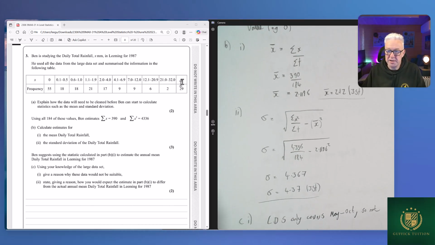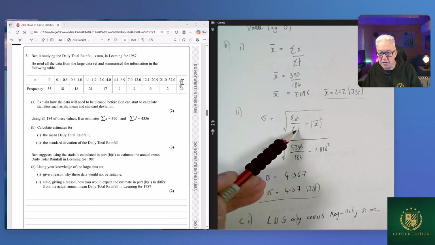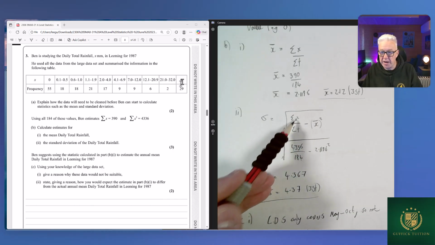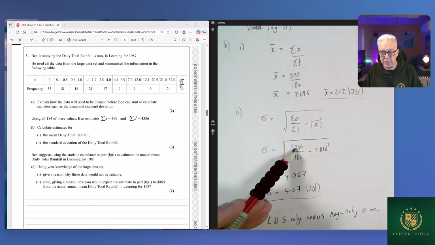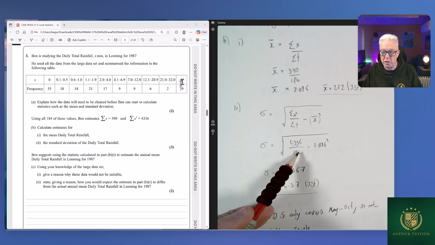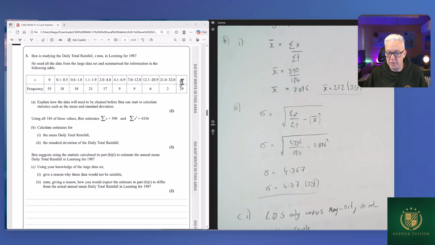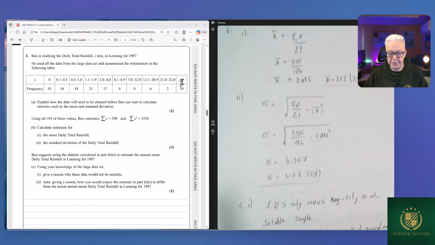Standard deviation is the square root of the mean of the squares minus the square of the mean. So it's sigma x² over sigma f, which is 4336 over 184 minus the answer that we got in the previous bit squared. And then square root all of that and we get 4.367. So 4.37 to 3 significant figures. So that's our part B done.